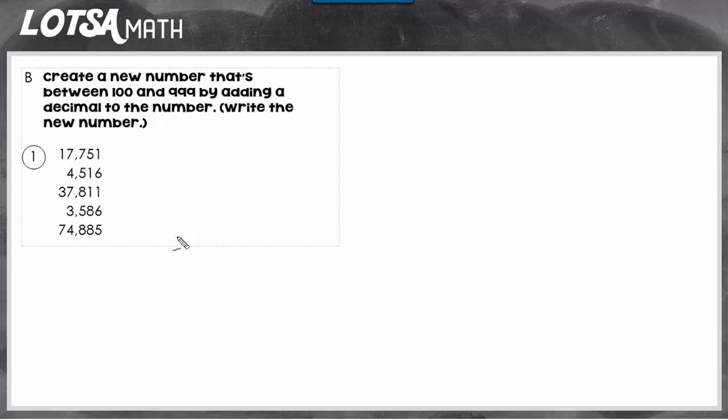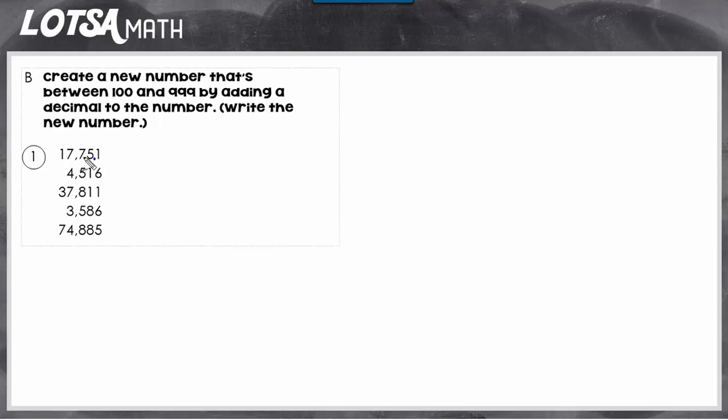Right now we have the number 17,751. It is not between 100 and 999. So we're going to create a new number by adding a decimal, but we have to decide where to add it. If I add the decimal here, that number is not going to be between 100 and 999 anymore. It's still going to be 1,775 and 1/10. So we can't add it there.